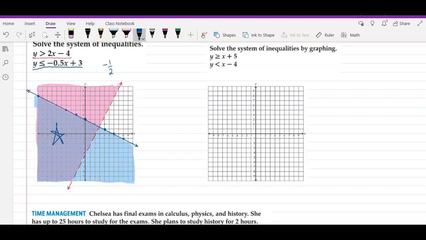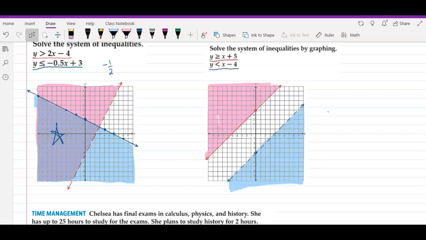Go ahead and pause your video and try the next example. All right, once you've graphed it, you will probably notice that there is no overlap section. So there is no point that solves both inequalities. So our answer for this problem would be no solution. If these symbols had been reversed and the first red inequality was shaded below and the blue was shaded above, we would have this overlapped region right in the middle.